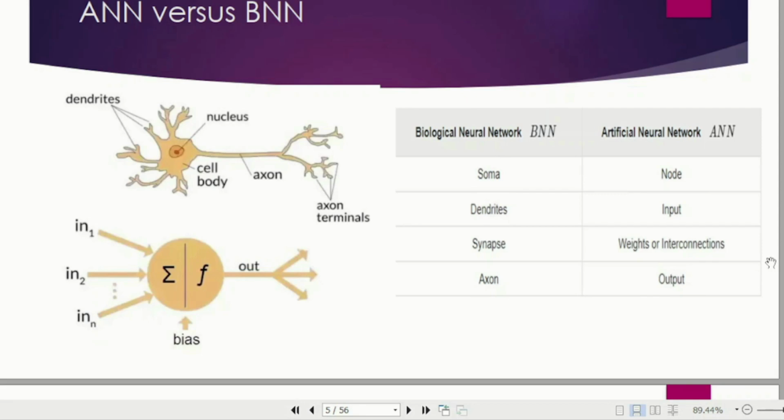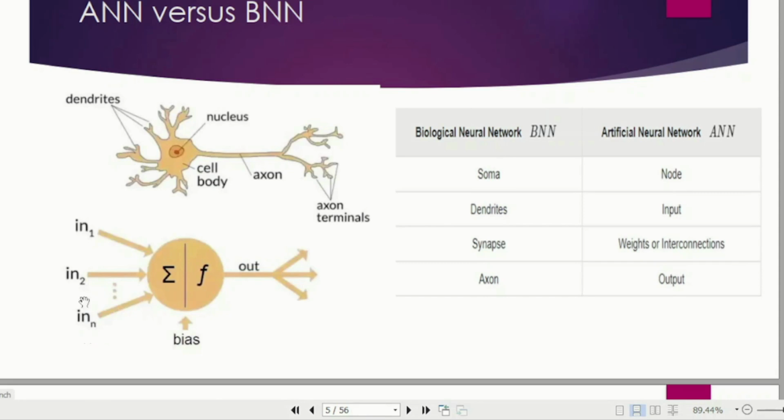So symbolically, you can say the inputs and the outputs are very important in this way. Dendrites are basically inputs. You can see over here dendrites, axons are the outputs, and cell bodies are the activation functions. So soma is said to be the node in an artificial neural network. Dendrites are inputs, synapses are the weights or interconnection between the weights, then axons are the output. So this is overall the comparison between the ANN and BNN.